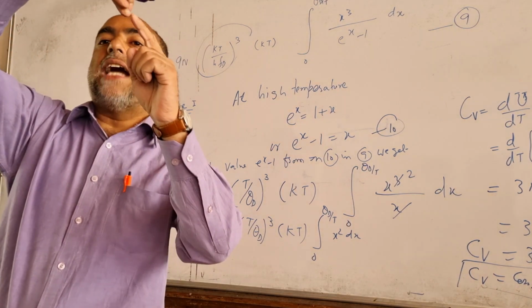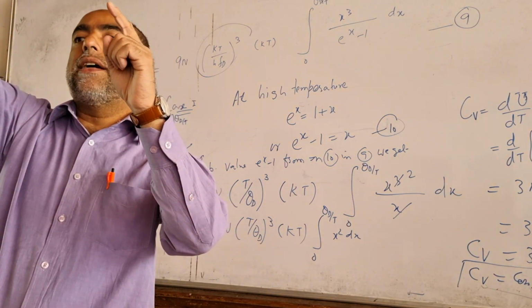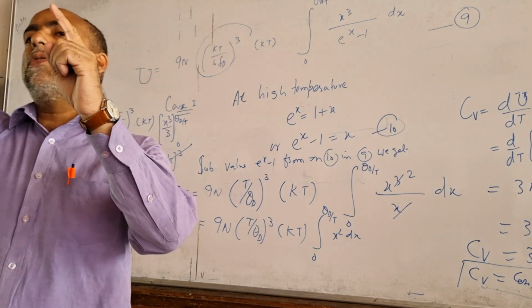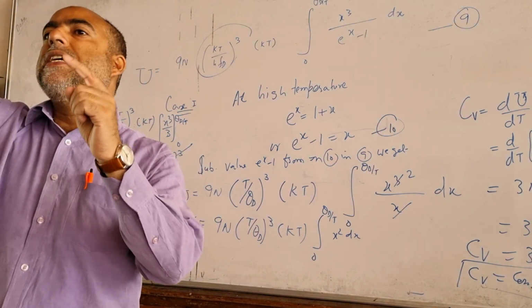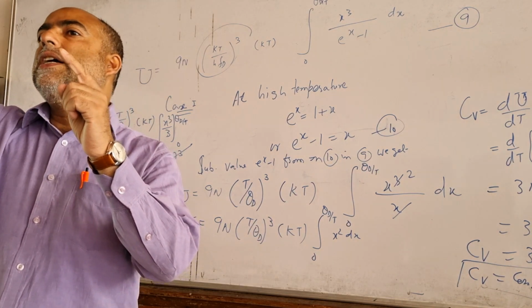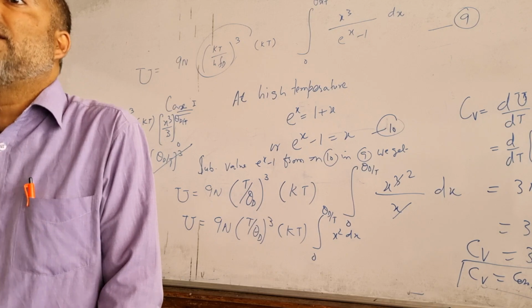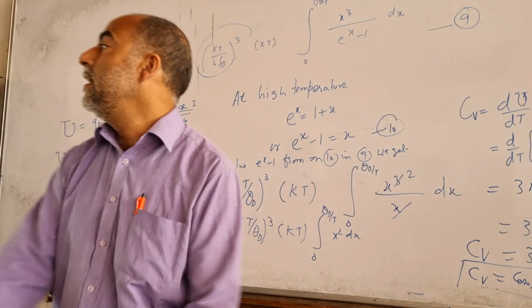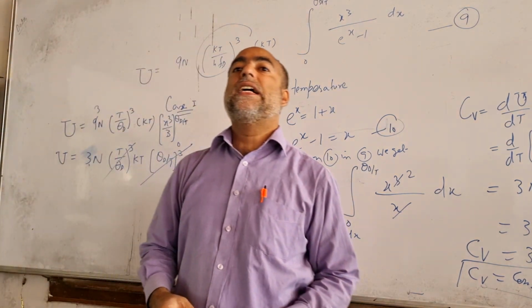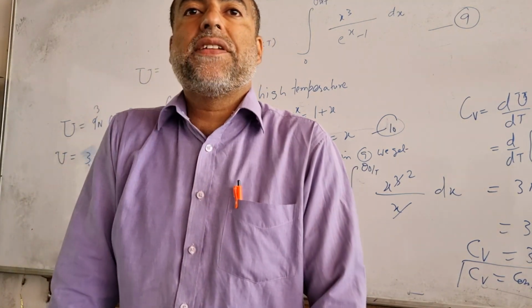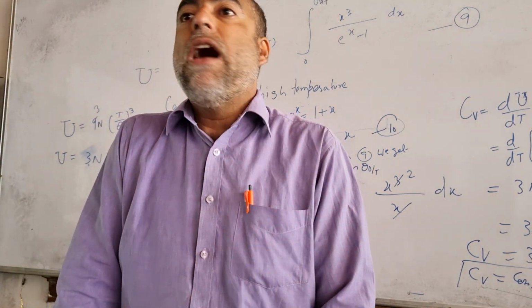If it is rising like this, you plot a graph of U versus T, it is rising, then you will have the constant. So the specific heat, CV, is constant at high temperatures, and its value is equal to 3R, which is again completely in agreement with Dulong-Petit's or classical law.